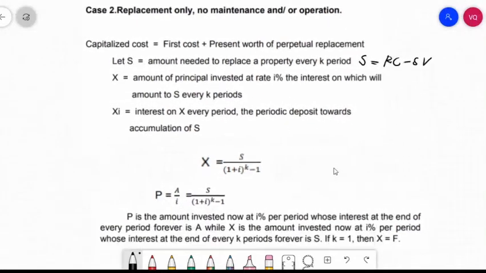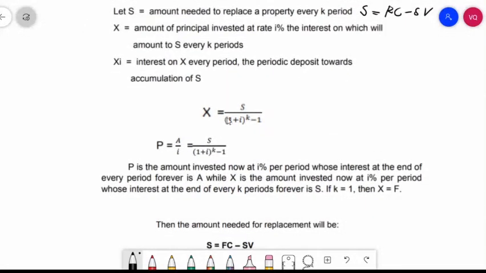So solving for S, X is the amount of principal invested. X is equal to S, the amount needed to replace a property, divided by (1 plus I), the interest, raised to K minus 1. K here is the lifespan of that machine.